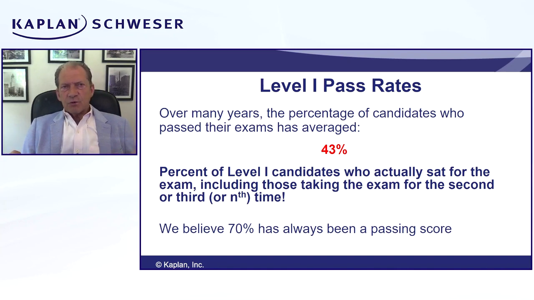Everybody who sat for the exam, that doesn't count those people who signed up, studied for 3 months, said there's no way I can do this, and just blew off the exam. We believe 70% has always been a passing score. They don't always tell us what the passing score was. They set a passing score each time according to a process that they have. But I think if you get 70% right on the exam, that's always been a passing score.